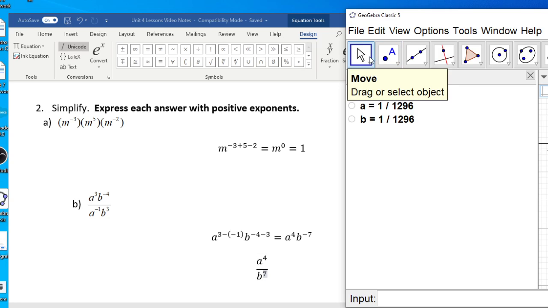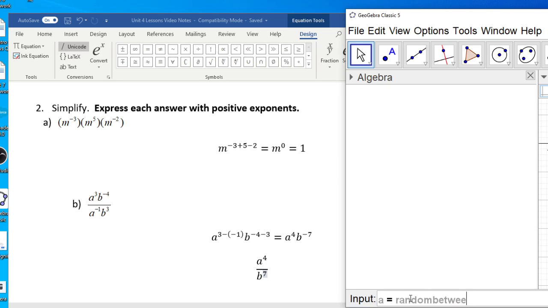Let's say again, I'm a little iffy on this one. I'm not too sure I did this right. So I'm going to make up a number for a, let's say a number between 5 and 10, and a number for b. Again, you don't need to make random numbers. You can just pick a number like 5 and 6. Now what I'm going to do is type exp1, which is the first expression: a cubed times b to the negative 4 divided by a to the negative 1 and b cubed. You can see that the answer I'm looking for is 3 over 128.